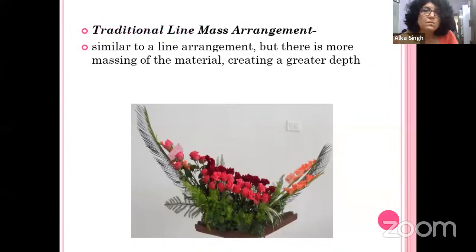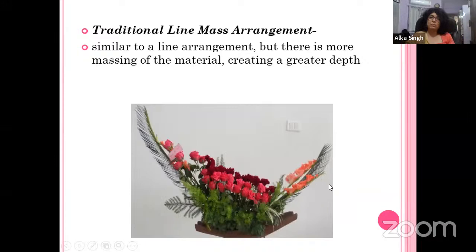Then traditional line mass. In traditional line mass, both things are mixed up. Mass effect is also there, but the lines are also enhanced, so that at the edges you will find lines like this. Basically, for the crescent, the half moon style that they make, the base is made with mass flowers. Here you will see roses and asparagus being used, but for line you will see this cycas palm and some gladiolus. So like that, the line effect is also being enhanced.